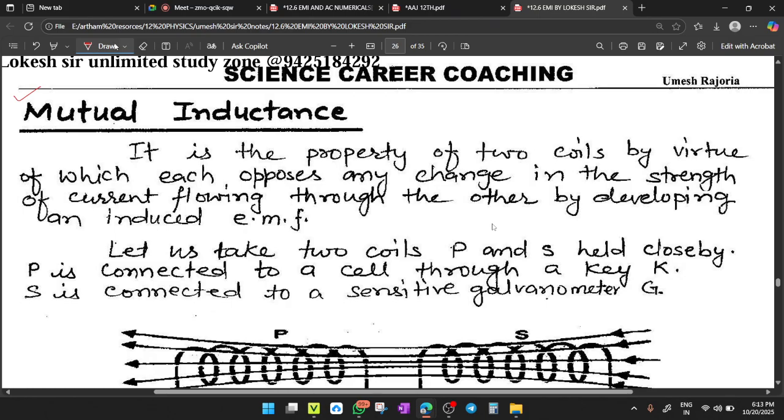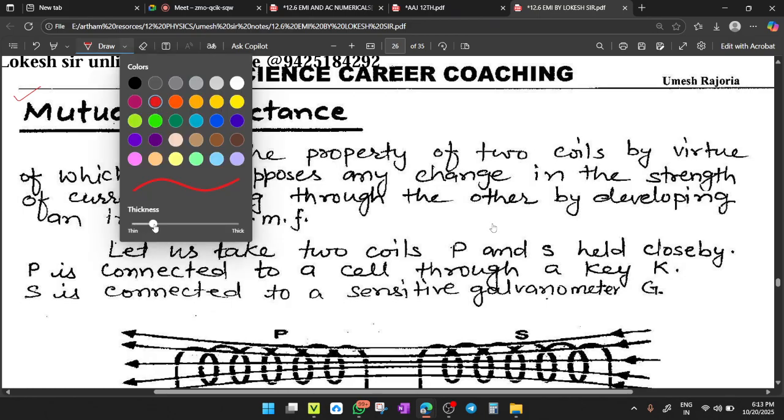So we are starting today, students, mutual induction. So what is mutual induction? In the last class we have seen the concept of self-induction. Okay, it is somewhat different from mutual induction.